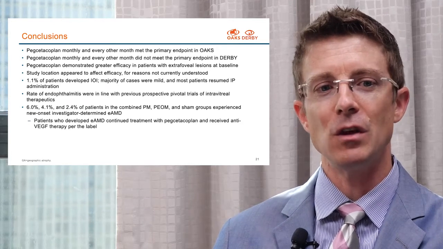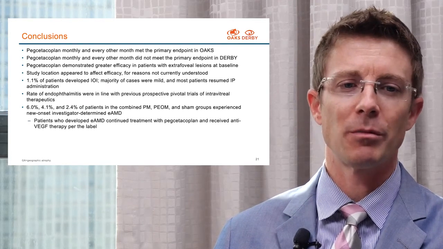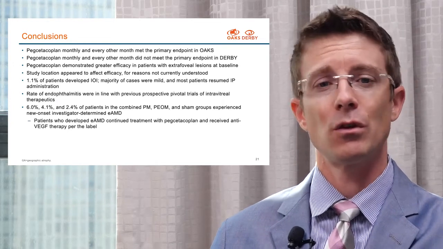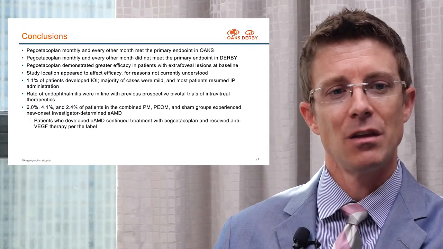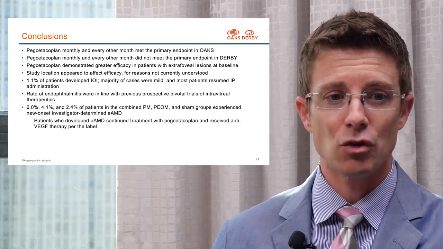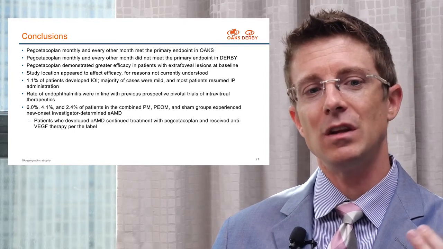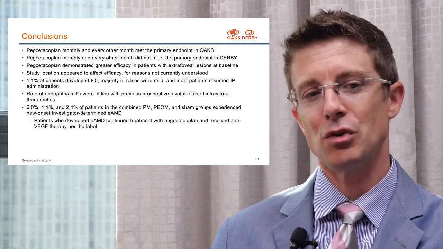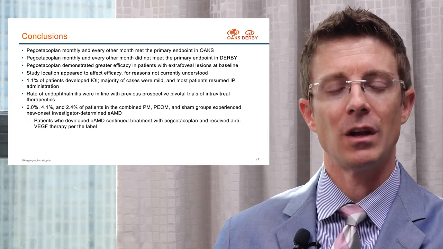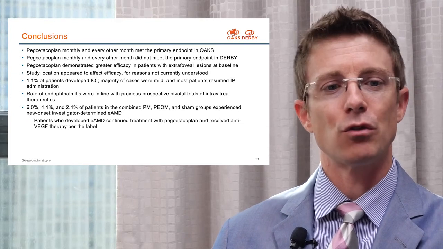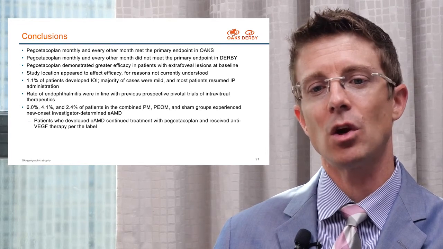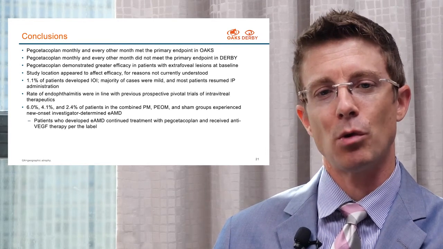In terms of safety, only 1.1% of patients developed IOI in the treatment arms. The majority of these cases were mild, and patients were able to go back on treatment after treating the intraocular inflammation. The rate of endophthalmitis was in line with previous prospective pivotal trials, and exudative AMD was seen in 6% of monthly treated arms, 4.1% in the patients treated every other month, and 2.4% in the sham-treated eyes, looking at those groups together. The patients who developed exudative AMD were able to continue treatment with pegcetacoplan and received anti-VEGF therapy per the label.